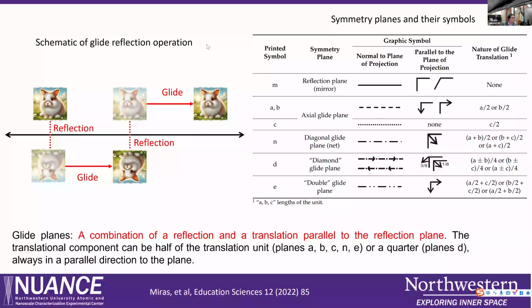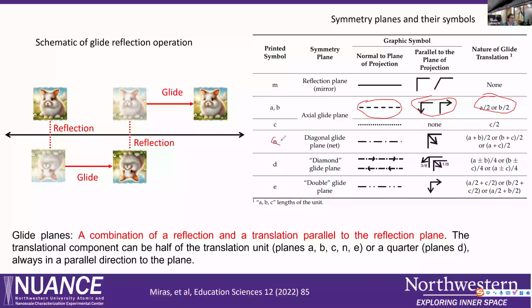So, for example, this one and this one are actually the same. They represent the AB glide plane, but you see this glide plane operation along different projections. For the AB glide plane, the nature of the glide translation is 0.5A or 0.5B.